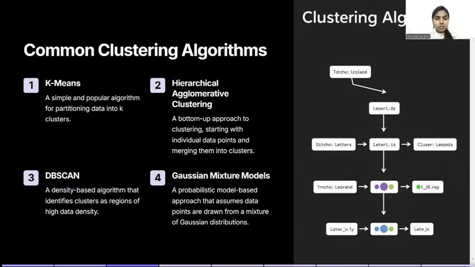Next are Gaussian mixture models, a probabilistic model based approach that assumes data points are drawn from a mixture of Gaussian distributions. It basically also means mean shift clustering, which shifts data points towards the mode and is suitable for arbitrary cluster shapes.